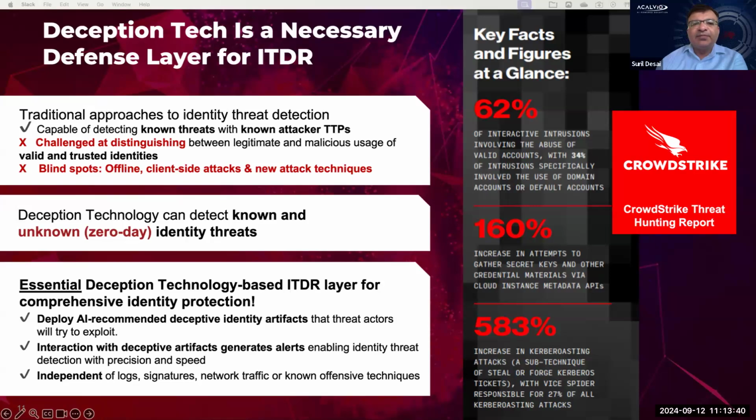For example, the breach that occurred at MGM Resorts last year, where the attackers went after a third-party sync agent and got access to credentials and were able to compromise the environment. So there are gaps in traditional forms of detection. Deception tech and honey tokens is effectively an excellent way of detecting identity attacks.